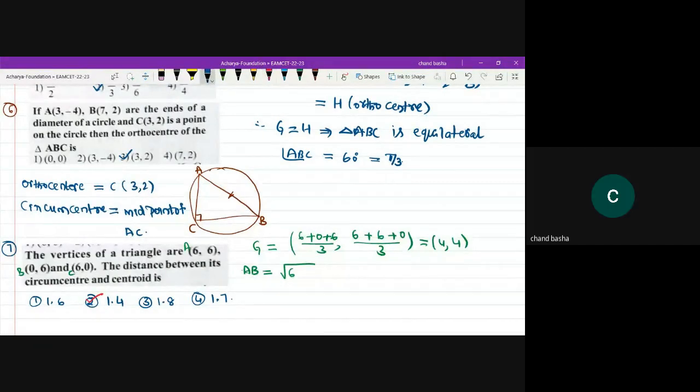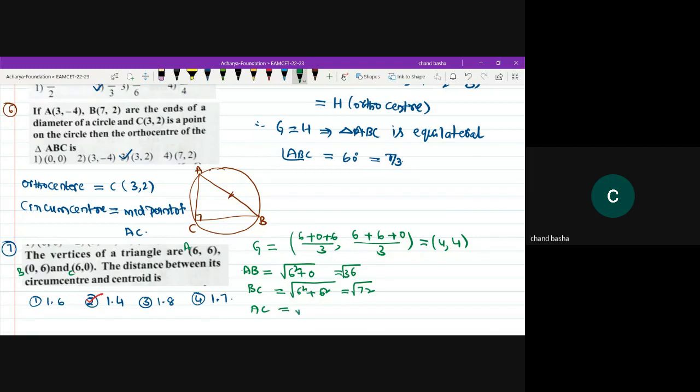Yes, sir. Is it a right angle triangle? Very good. 6 minus 0 whole square, that is equal to 6. I'm finding the BC value. BC is equal to under the root of 6 minus 0 whole square plus 0 minus 6 whole square. 6 square plus 6 square, that is under the root of 36 plus 36. Root 36 is the first value, and under the root of 72.